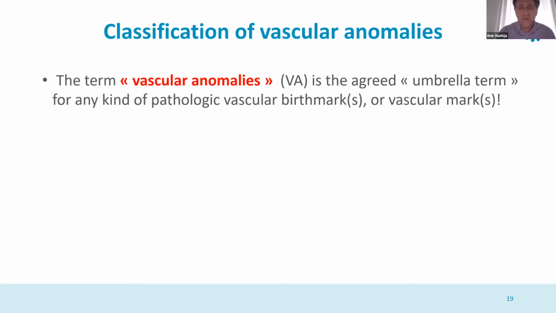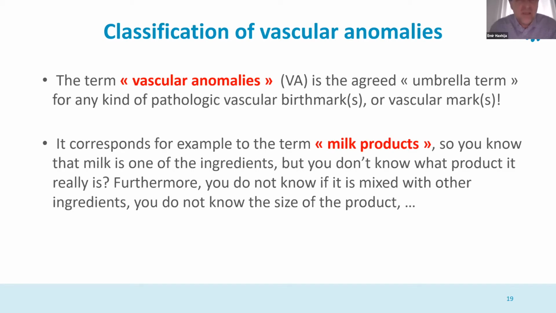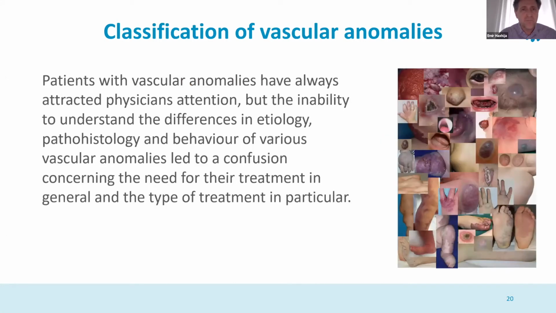If you say a vascular anomaly, it is, in my opinion, similar to saying we have a milk product. If we have a milk product, you know that milk is the ingredient, but you don't really know what kind of product it is. Is it mixed with some other ingredient which you could be allergic to? You still don't know the size of the product. You don't know if it fits your household and so on. So you have to define it further so that you know exactly what you are talking about.